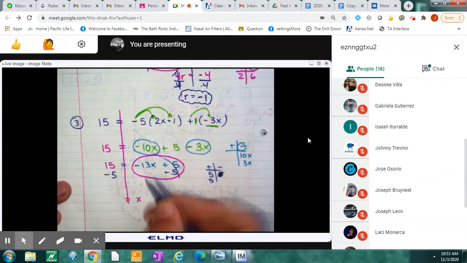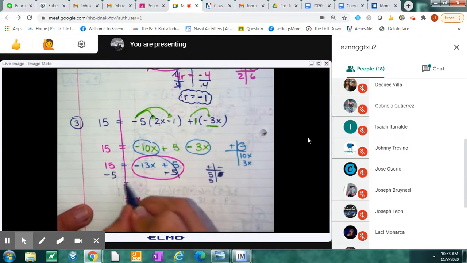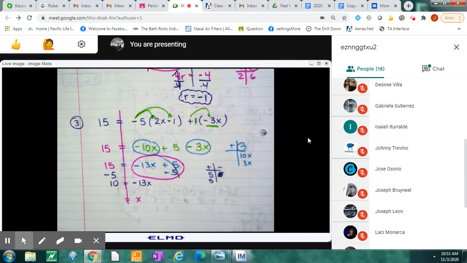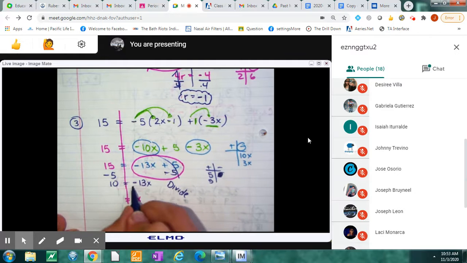Minus 5. So now the negative 13x comes down. And what's 15 take away 5? 10. Now what do I have to do? I have to divide on this side, right? Divide by what? Lacey, divide by what?